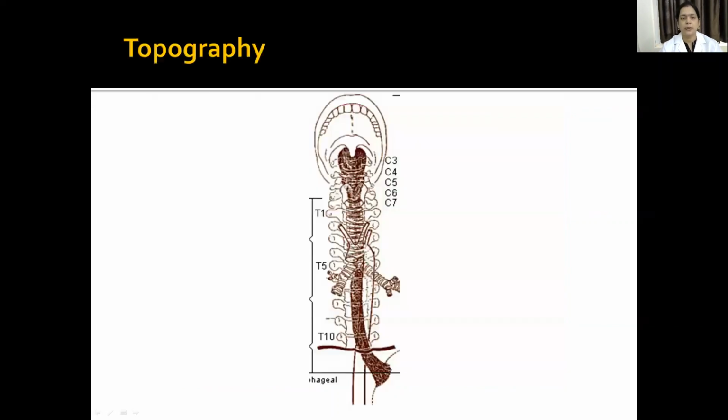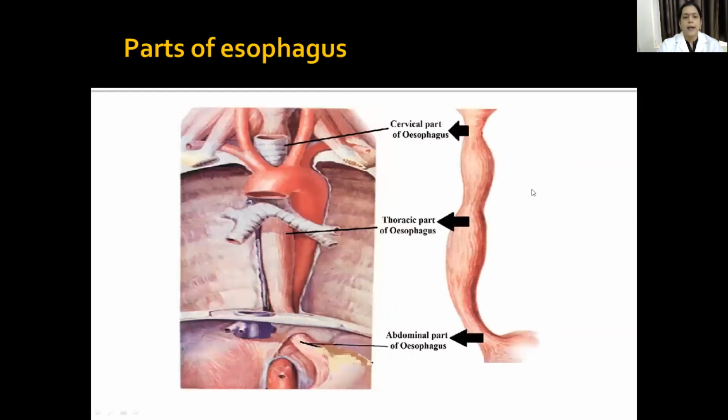Right? So coming to the topography. The esophagus extends from about the C5, C6 level to the T12 level, and it passes through the diaphragmatic hiatus into the fundus of the stomach. Okay. And coming to the parts of the esophagus. The parts of the esophagus are divided as a cervical part, which starts from the oropharynx to the suprasternal notch, then the thoracic part, which starts from the suprasternal notch to the diaphragmatic hiatus, and the abdominal part of the esophagus, which is present from the diaphragmatic hiatus to the fundus of the stomach.